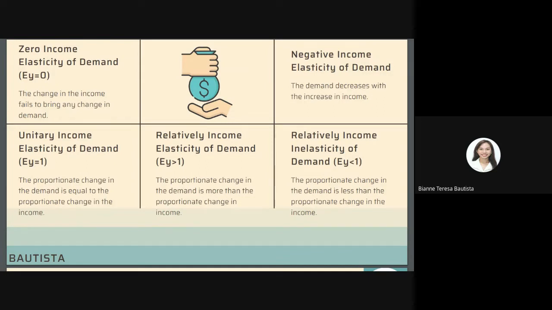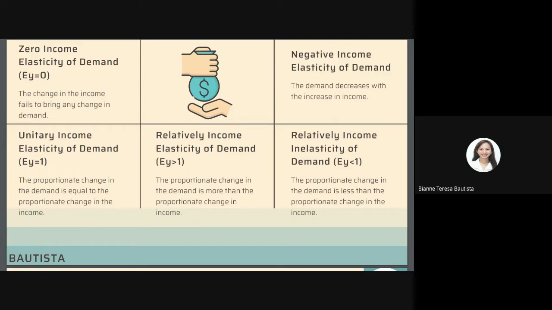Next is the negative income elasticity, which refers to a kind of income elasticity of demand in which the demand for a product decreases with an increase in consumers' income. For example, if the income of a consumer increases, he would prefer to purchase butter instead of margarine. In such a case, the margarine would be inferior to butter for the customer.